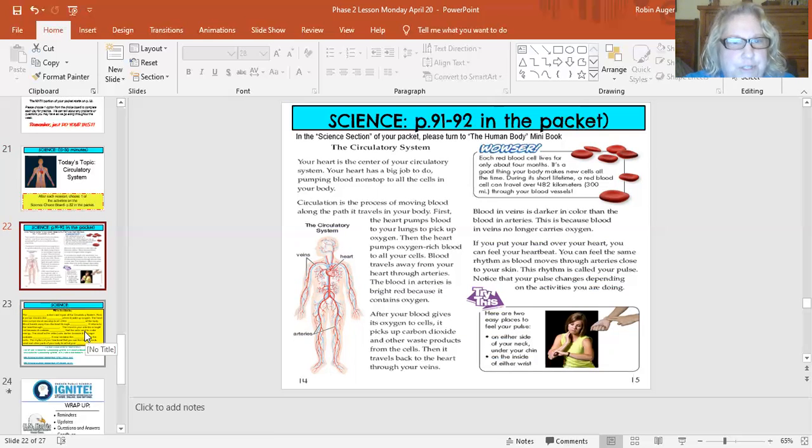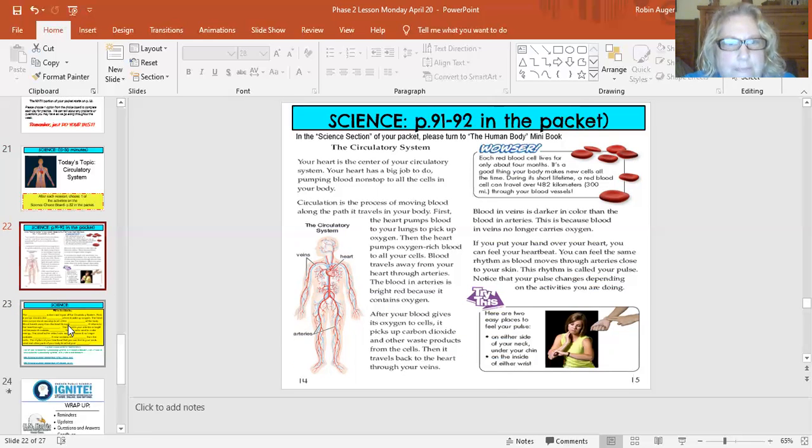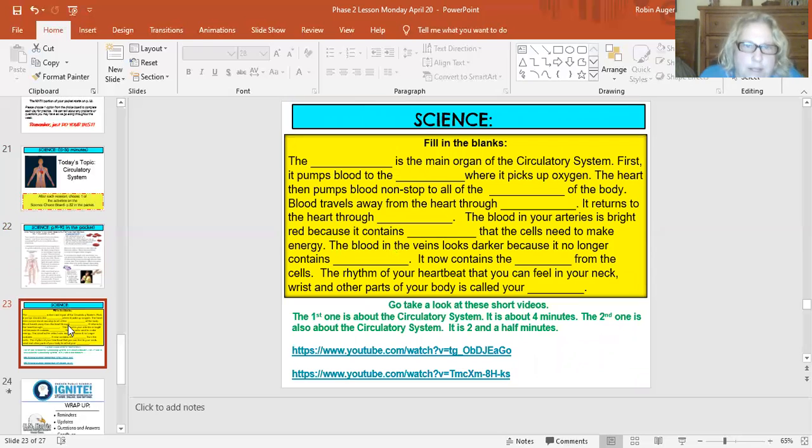Okay, let's do some questions, and we can flip back to the page if we need to, okay? So this is another fill in the blank that I made, and it says, the blank is the main organ of the circulatory system, and that would be our heart, okay? First, it pumps blood to the blank where it picks up oxygen. Where do we get our oxygen from? Our lungs. So first, it pumps blood to the lungs where it picks up oxygen. The heart then pumps blood nonstop to all the blank of the body. Well, that would be all your cells everywhere.